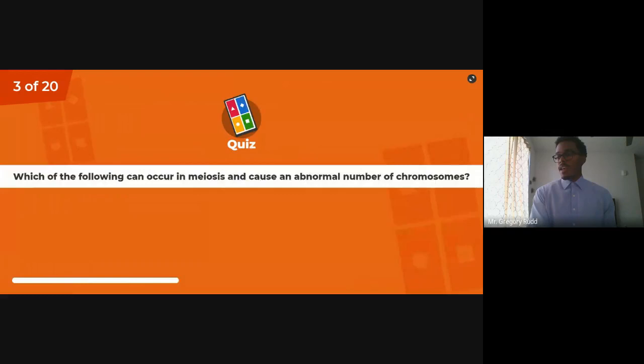Which of the following can occur in meiosis and cause an abnormal number of chromosomes?